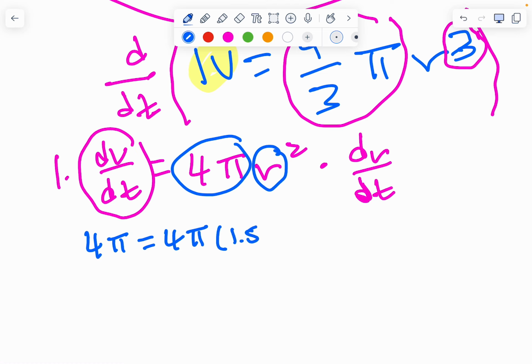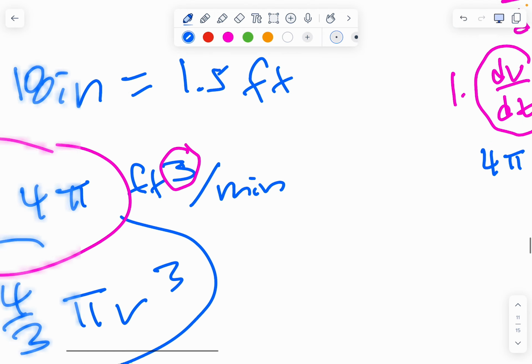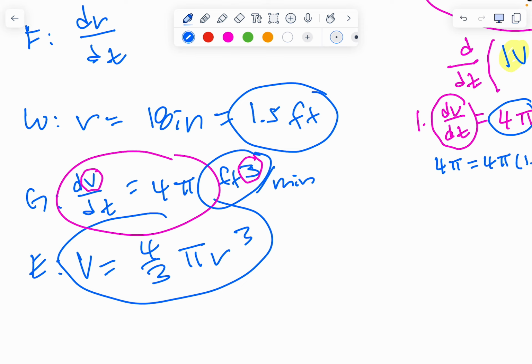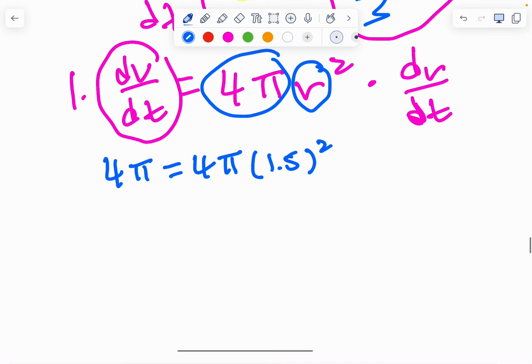1.5. So let's talk about that piece. Why do you think I converted 18 inches to 1.5? Because this is given in feet, and not just that part. The given rate is given to us in feet. Do we all see that? It's got to match. Okay, moving on. Do we know dr over dt, or is that what we're looking for? That is what we're looking for.